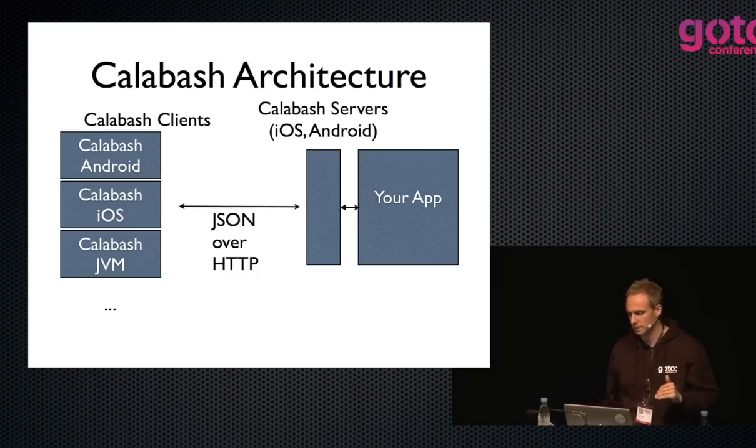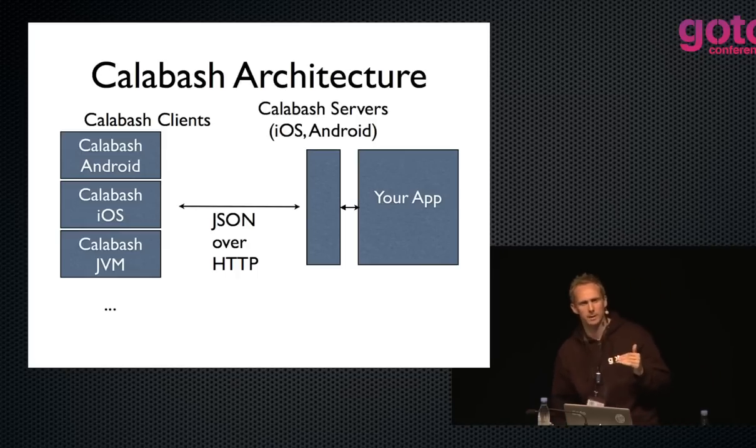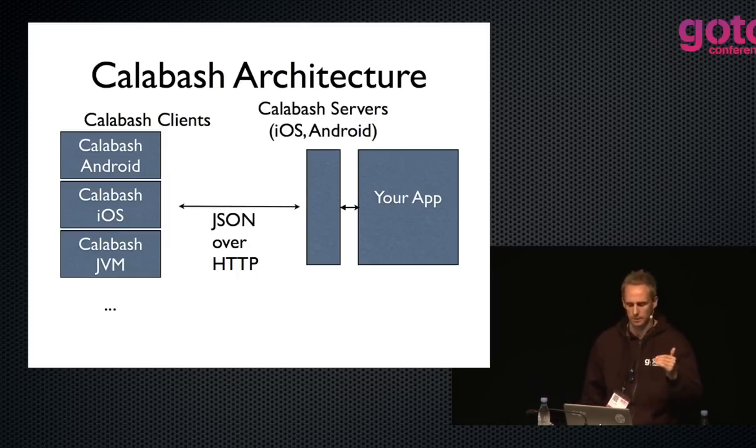And the reason you can is because it's a client-server architecture. So you have your app, and then you have a Calabash server. And actually, the clients will talk JSON over HTTP with your server. So this means it's fairly easy to create a new client, because all you have to do is create the client side of this HTTP app.